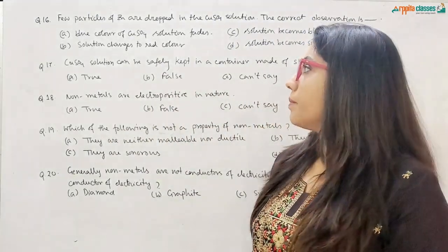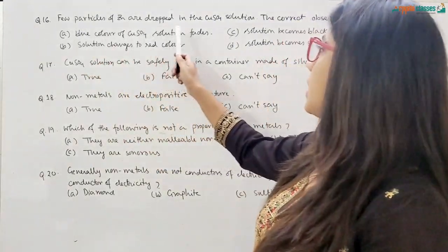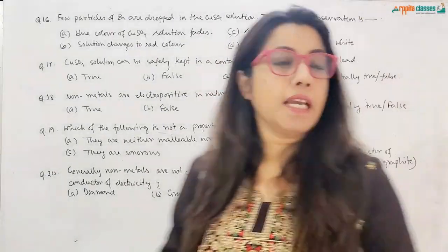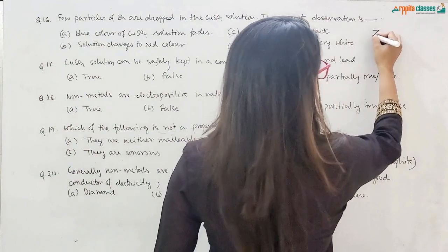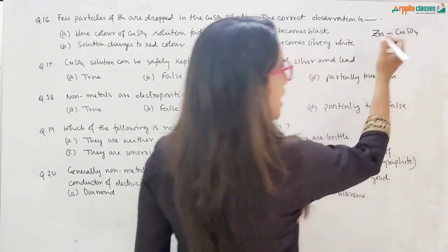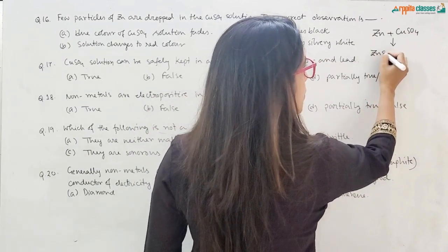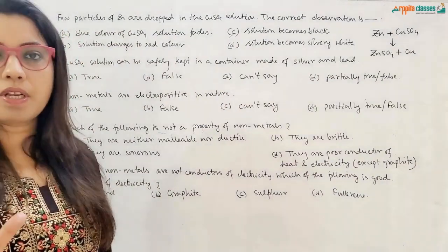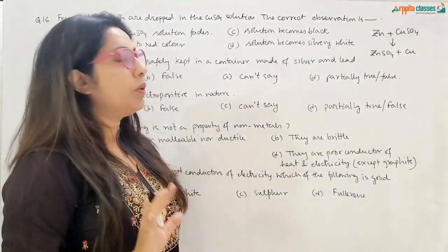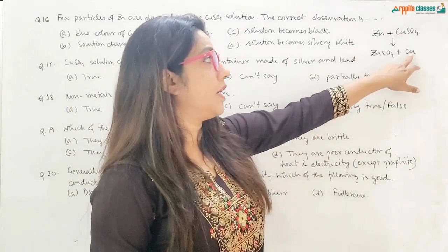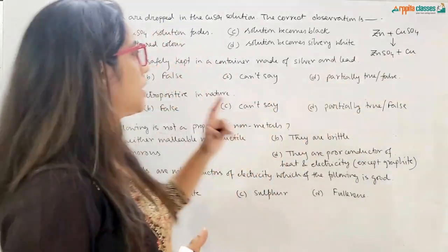Let us come to question number 16. A few particles of zinc are dropped in copper sulfate solution. The correct observation is... If I see the reaction, zinc plus copper sulfate, since zinc is more reactive than copper, it will replace copper and give you zinc sulfate plus copper. Copper sulfate is a blue color solution. So the blue color of copper sulfate will fade away, and also we might see a reddish brown deposit of copper. Now let us see what the options are.